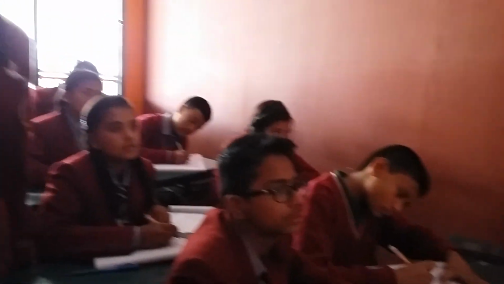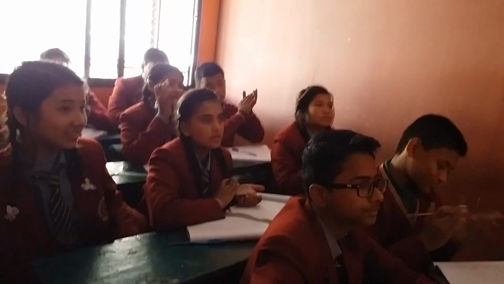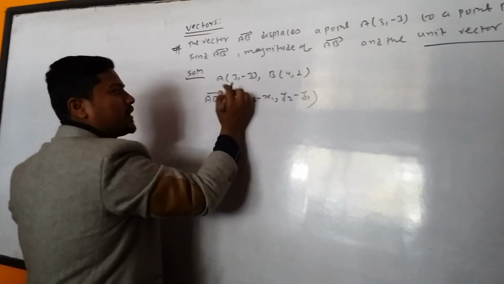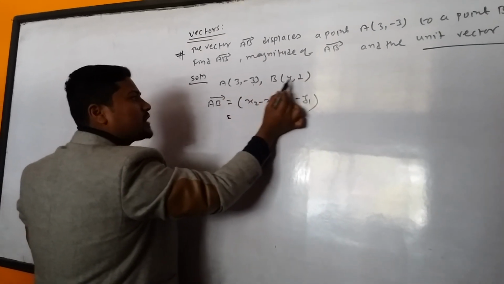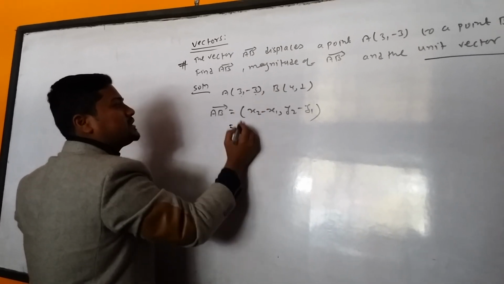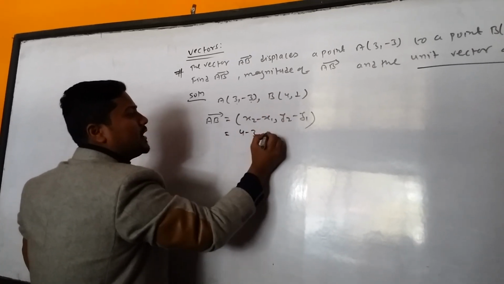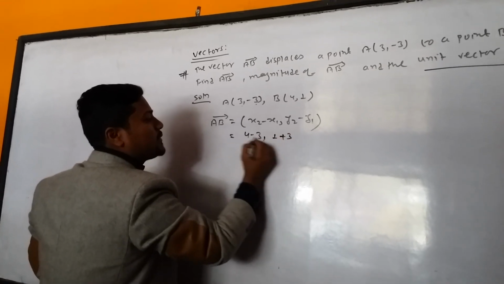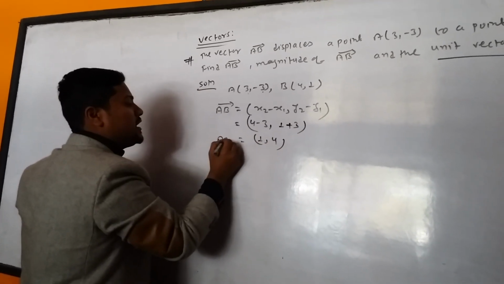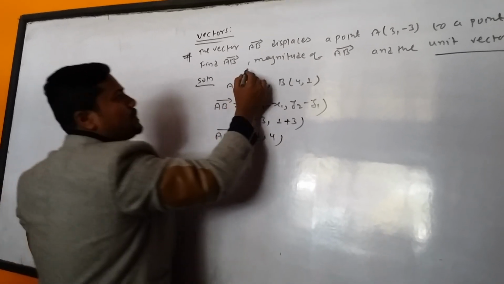Very good. So here x1 y1, x2 y2. x2 means 4 minus 3, and y2 means 1 minus minus 3. What will come here? 1 comma 4 will come. So AB vector is this.